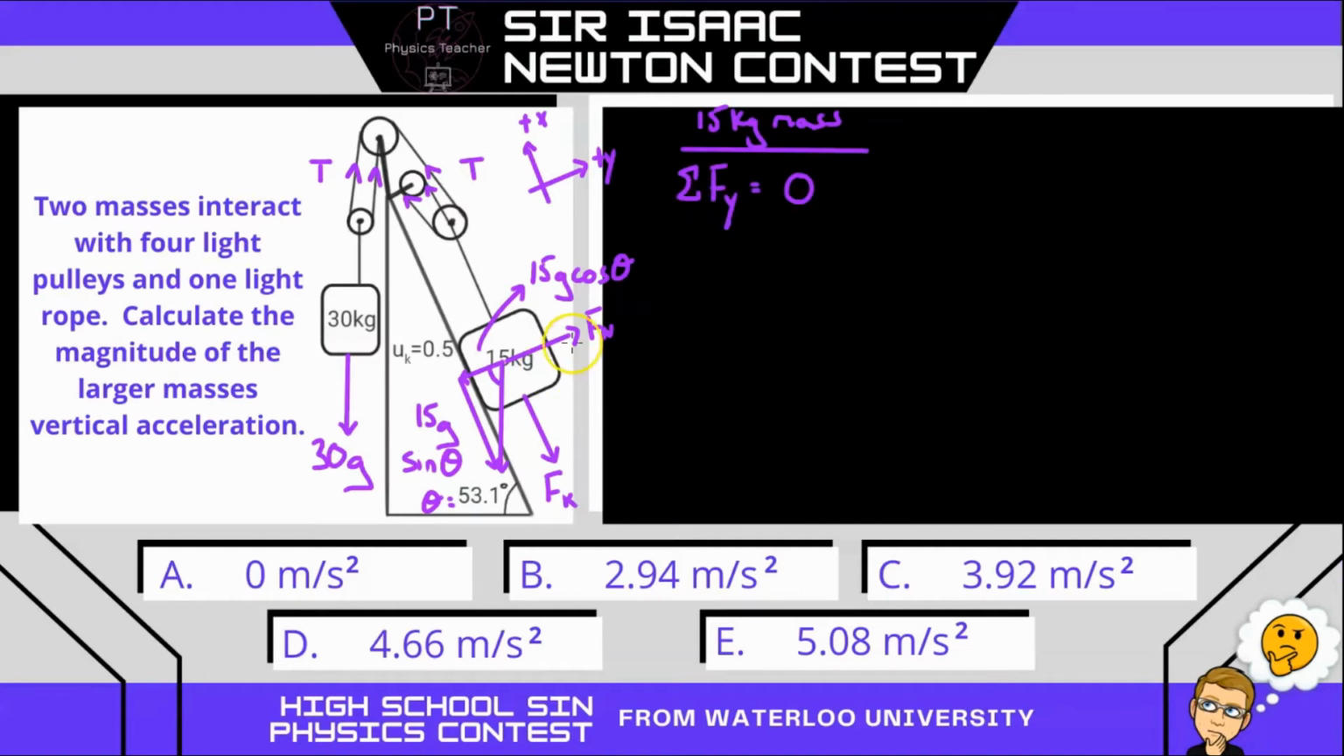Alright, so in our y component, we have the normal force, that's our positive component. And then we're going to subtract this y component of gravity, which is 15g cos theta. So you have 15g, and if you actually type in the cos of 53.1 in your calculator, you get exactly 0.6. So that's 3/5. And that will equal 0. So if we rearrange, we can solve for the normal force to be 9g.